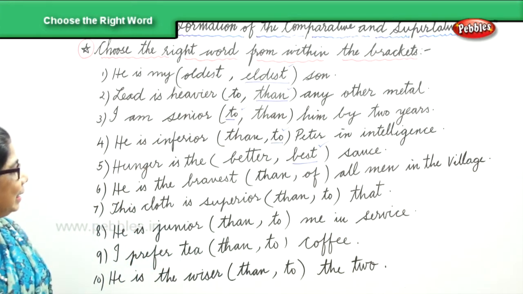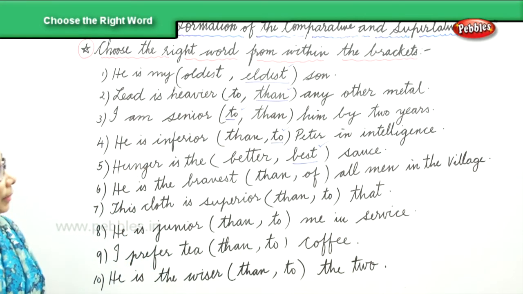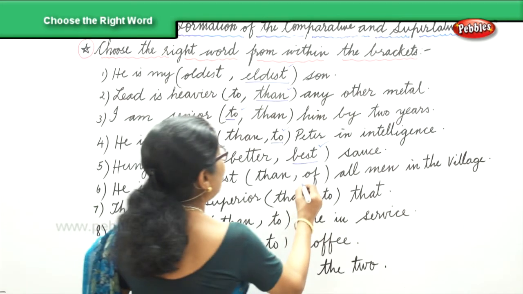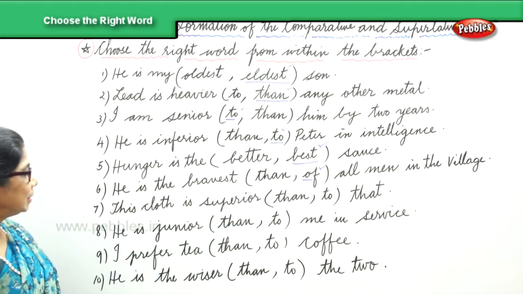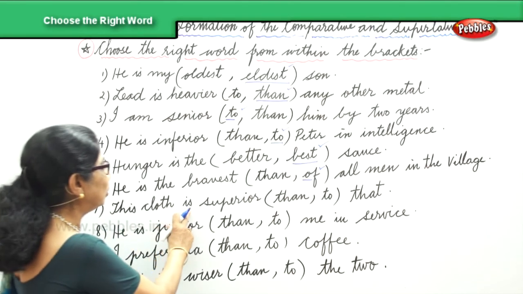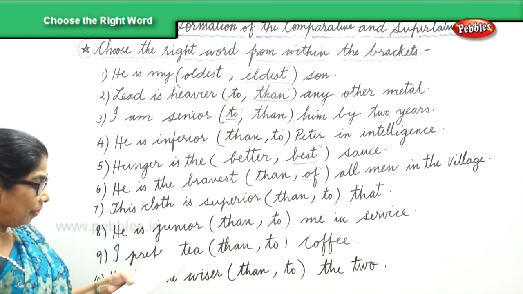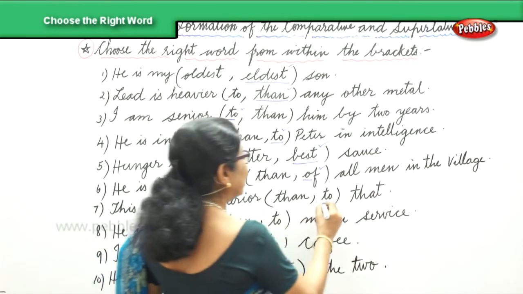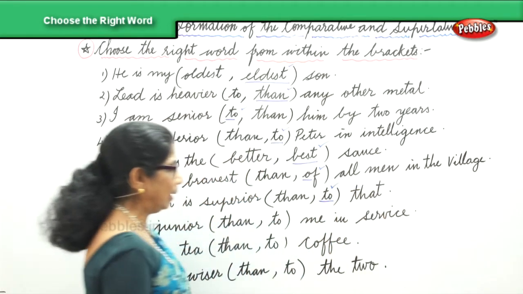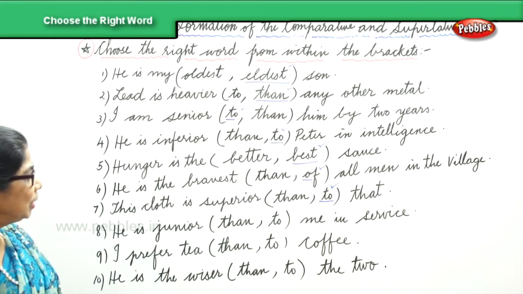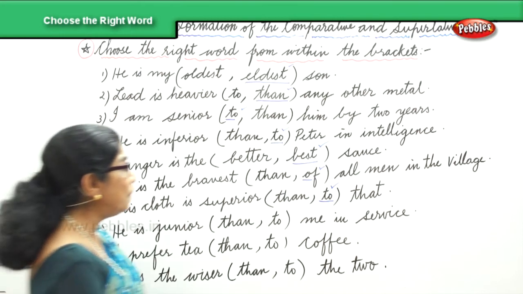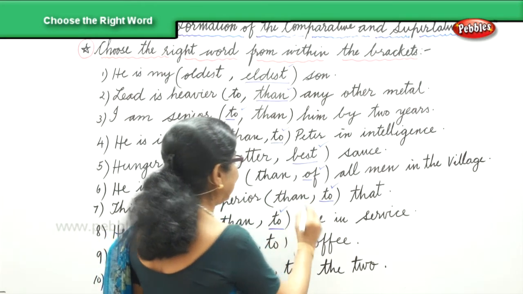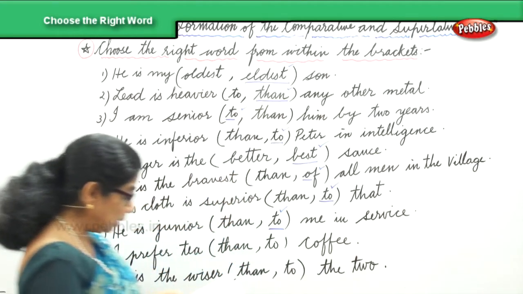Next, he is the bravest than of all men. He is the bravest, you will say, of all men in the village. This cloth, seventh one, this cloth is superior than that. You will say superior to that. He is junior than to me in service. He is junior to me in service. You cannot say than me. He is junior to me.